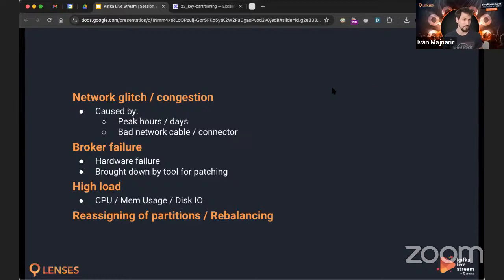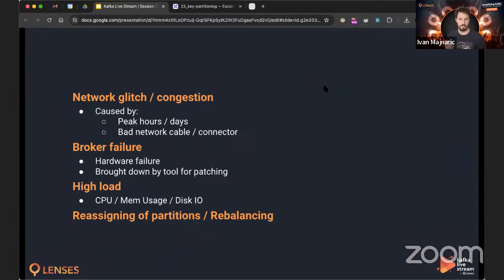Usually these can be found in peak hours or peak days. If you work for some big company where you know that a certain peak of orders or something will happen at 9 a.m. or 10 a.m. or something like that, and you haven't scaled your cluster, or you didn't do capacity planning properly.